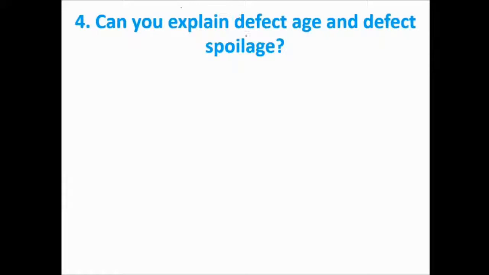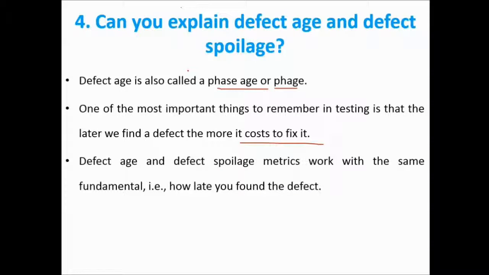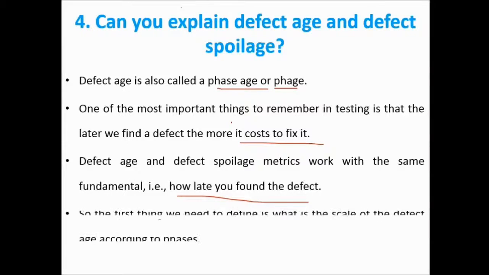So this is, can you explain defect age and defect spoilage? For that, defect age is also called phase age. One of the most important things to remember in testing is that the later we find a defect, the more it costs to fix it. So defect age and defect spoilage metrics work with the same fundamental, that is how late you have found the defect.